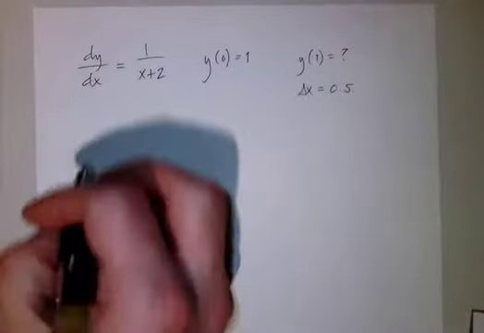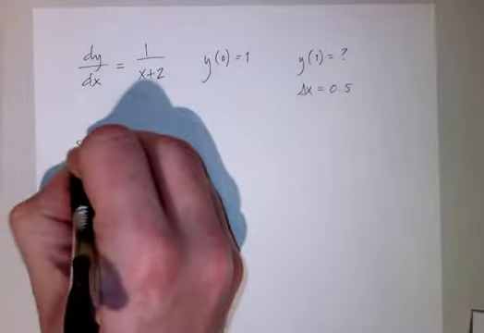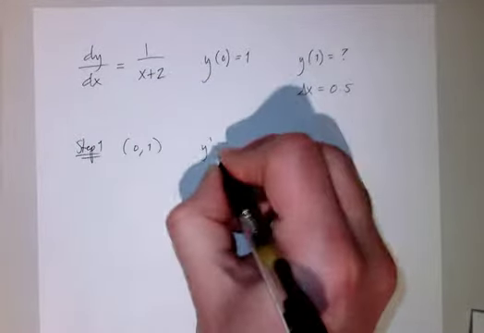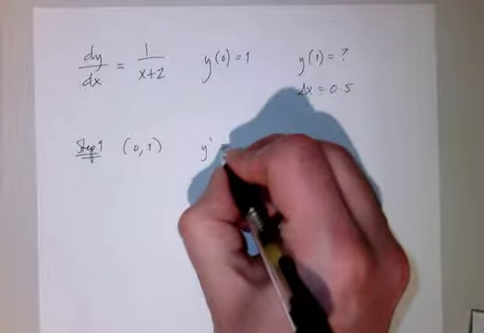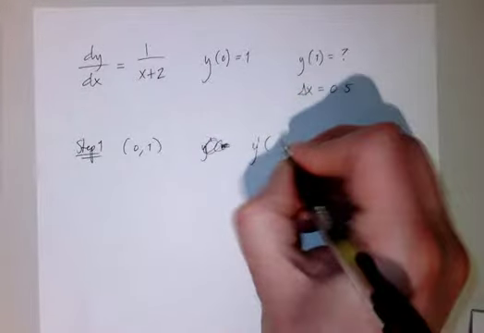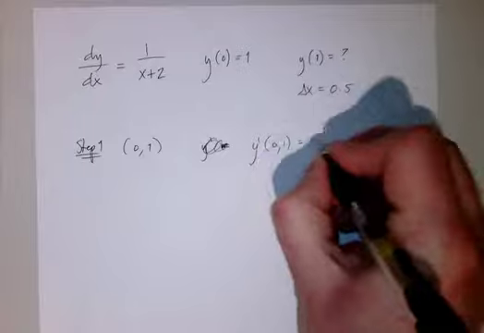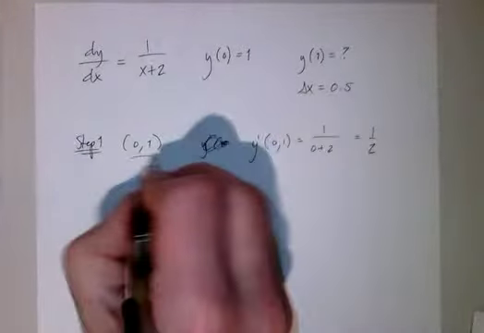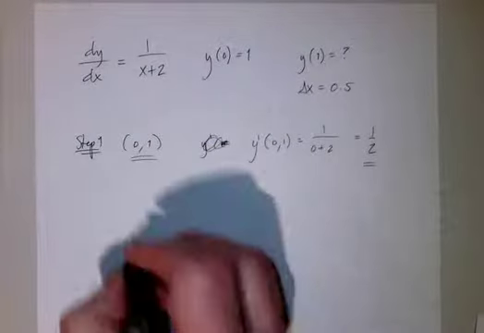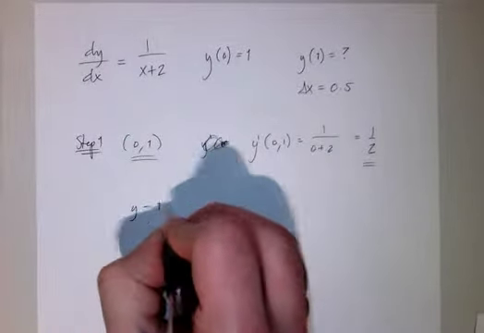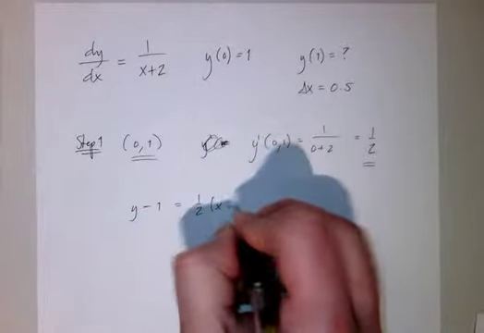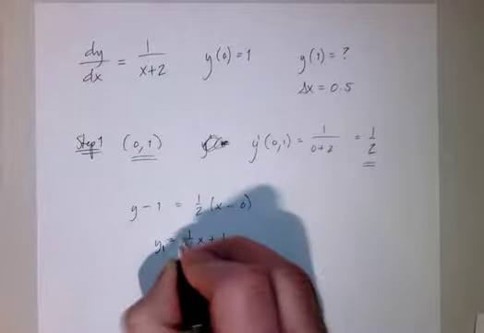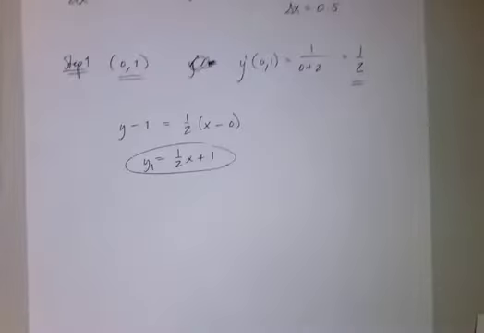Well, you know that your ordered pair on step 1 is (0, 1), and y prime at the ordered pair (0, 1) is going to be 1 over 0 plus 2, or 1/2. Point, slope: y minus y1 equals 1/2 times x minus x1, and you get y equals 1/2 x plus 1. That is my first tangent line.